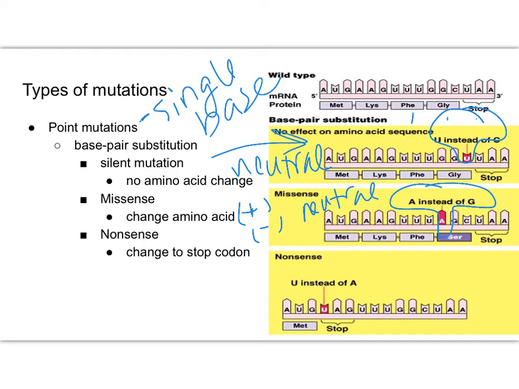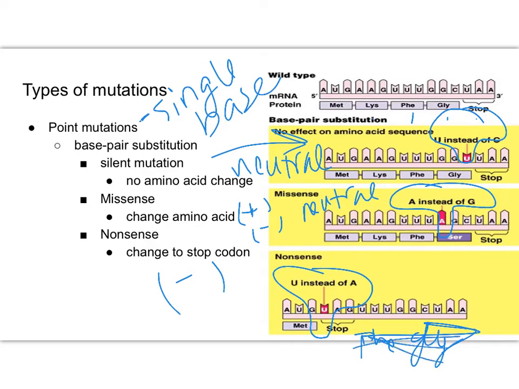Our last thing is we could have what's called a nonsense mutation. You can see it here, I'm substituting the U instead of an A. A nonsense mutation changes that amino acid to a stop codon. This is always going to be a negative mutation because it's going to stop production of the polypeptide. You'll notice after the stop codon, I didn't start again. Okay, now I have phenylalanine, now I have glycine. Like I didn't do that. We don't keep going. It literally means stop.